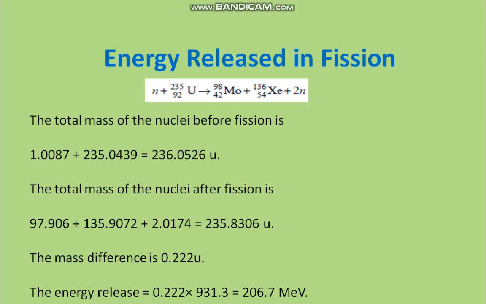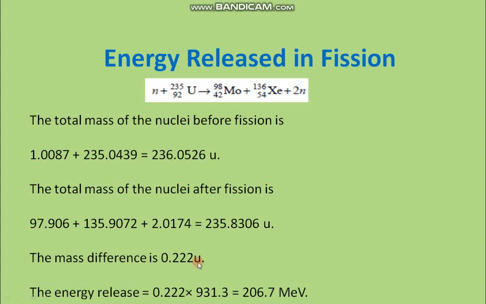There is another method to calculate the total energy released by considering only the fission products. For example, consider the reaction neutron plus uranium-92-235 gives molybdenum 42-98 plus xenon 54-136 plus 2 neutrons. Here the total mass of the nuclei before fission, which is the sum of the mass of reactants, is 236.0526 AMU, and the total mass of the nuclei after fission is 235.8306 AMU, and the difference is 0.222 AMU.